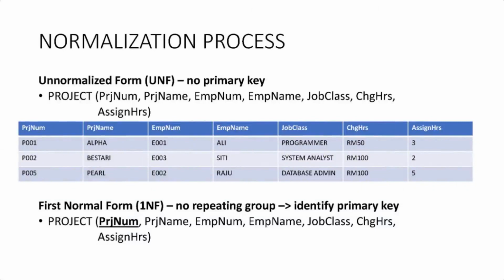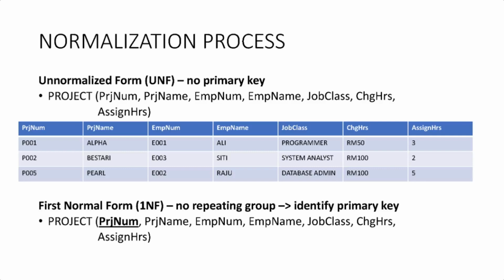Assume that we have a project relation schema with the attributes project number, project name, employee name, job class, charge hours, assign hours. And here we have the relational table: project number P001, project name Alpha, employee number 001, employee name Ali, job class programmer. Ali is a programmer, and the charge per hour for a programmer is RM50, and assigned hours here is the work.